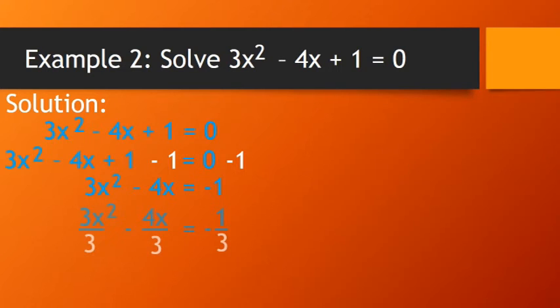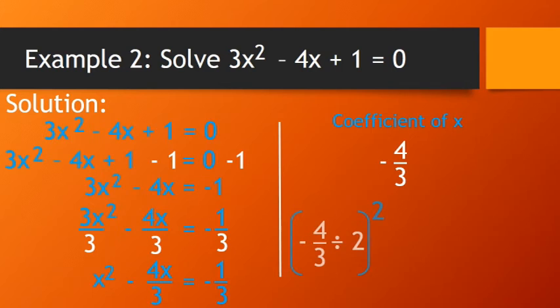Now we have 3x squared over 3 minus 4x over 3 equals negative 1 over 3. Now, the leading coefficient was cancelled. We have x squared minus 4x over 3 equals negative 1 over 3. The coefficient of x is negative 4 over 3. The quantity of negative 4 over 3 divided by 2 squared is equal to the quantity of negative 2 over 3 squared, which is equal to 4 over 9.